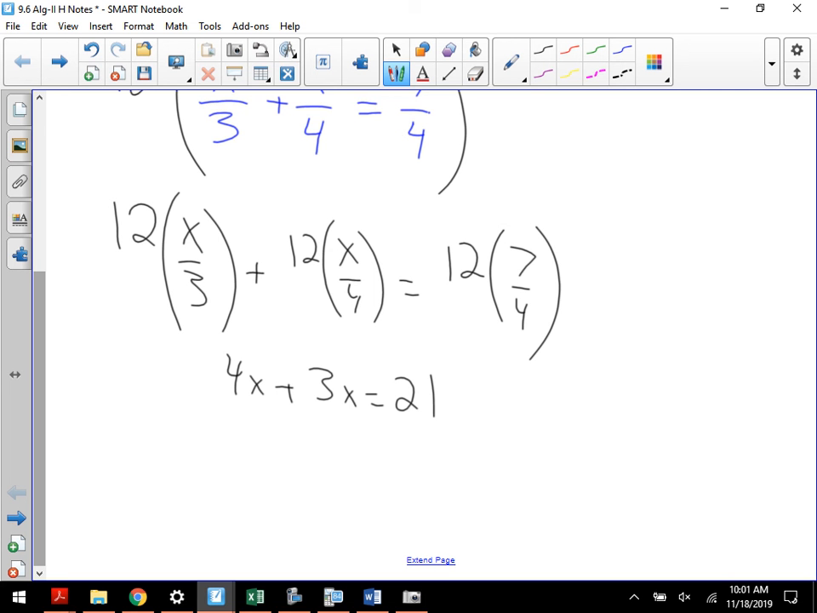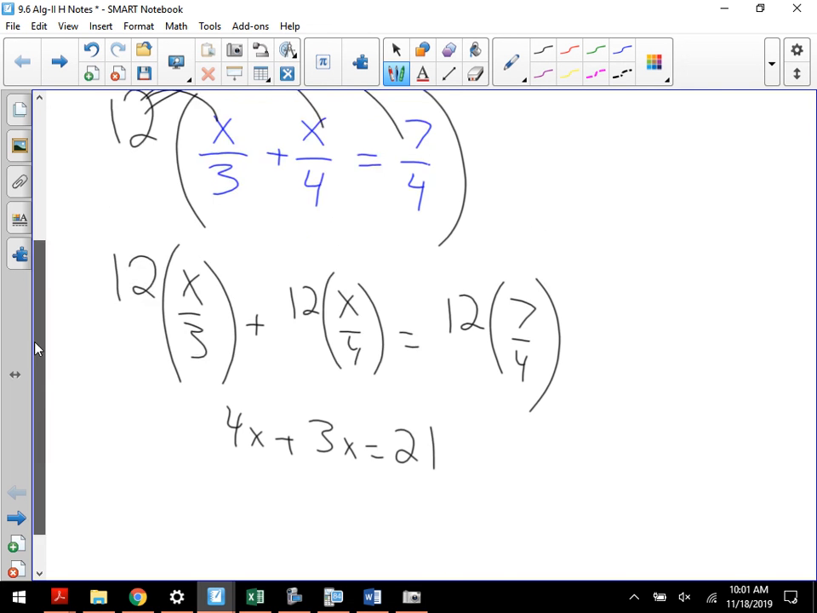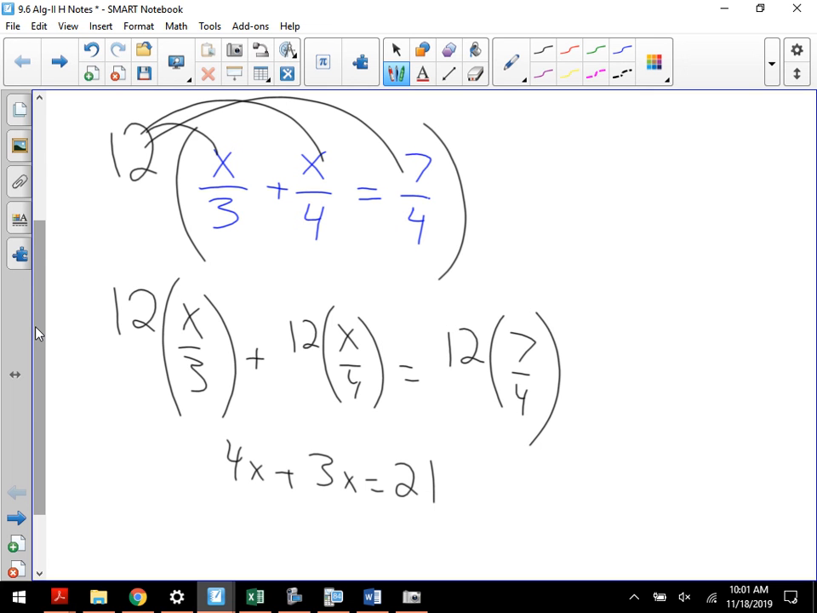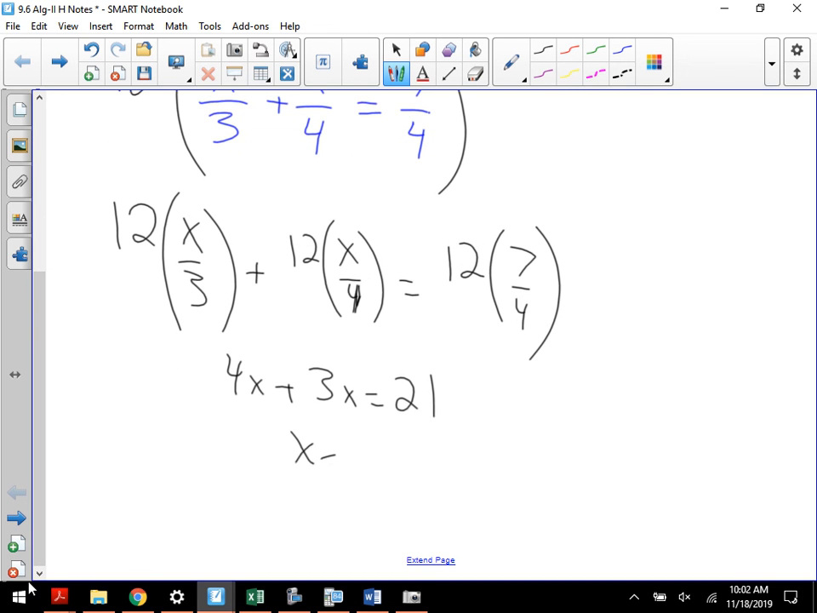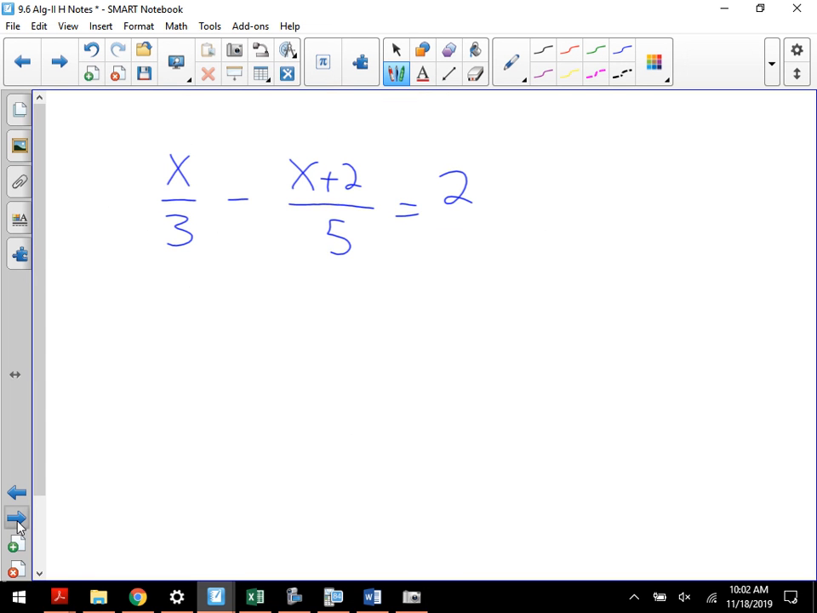Wasn't one of them on the left side next to it? Because it's 12 times x over 3 plus 12 times x over 1. 7x is 21. What's the common denominator of 3 and 4? Keep things balanced. Same idea.